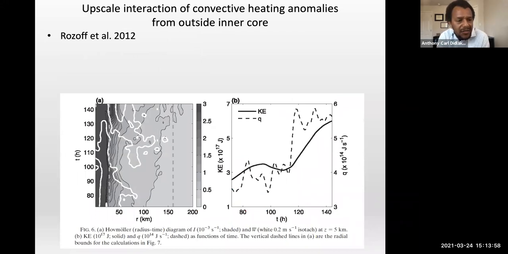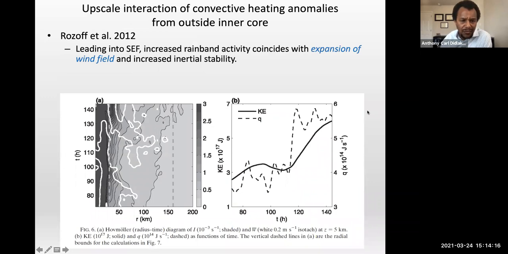One other way to think about secondary eyewall formation is by looking at convective heating anomalies occurring outside of that inner core, and how they interact upscale with the larger vortex. One way in which that happens, from Rozoff et al. 2012, was that leading into secondary eyewall formation, we generally do see an expansion of the wind field. This is a commonly observed phenomenon that happens before the secondary eyewall actually forms.